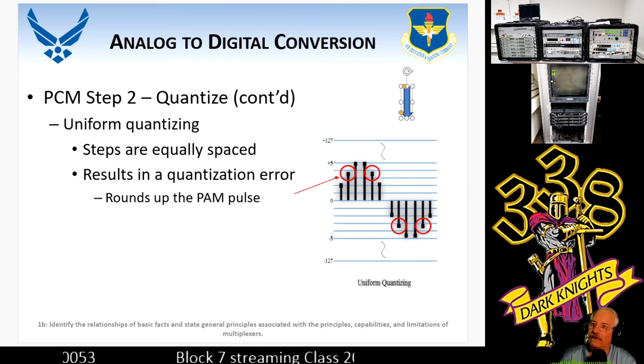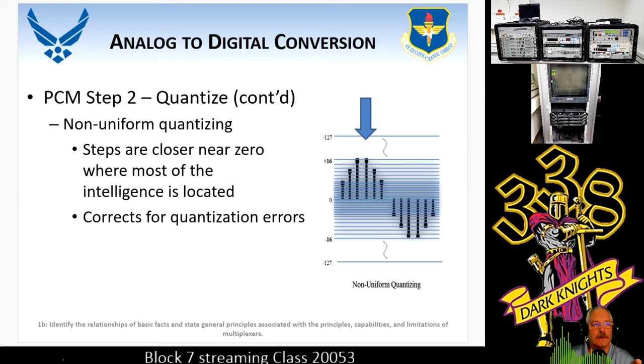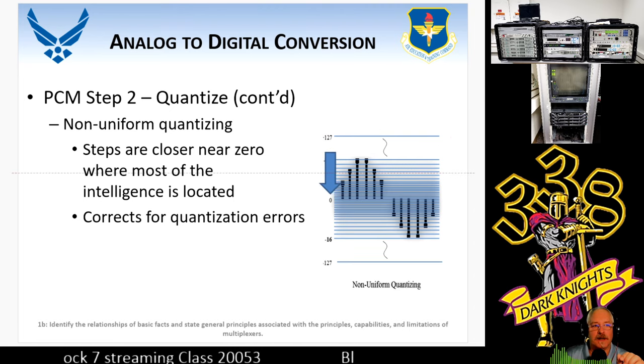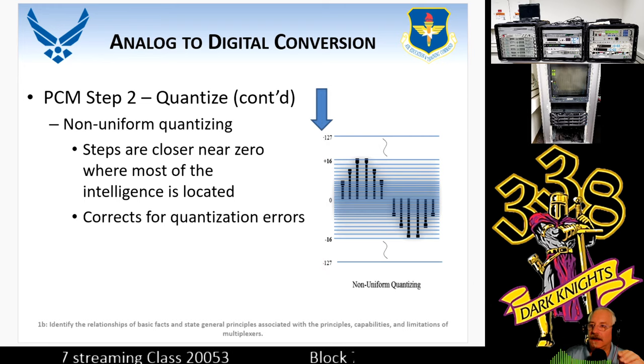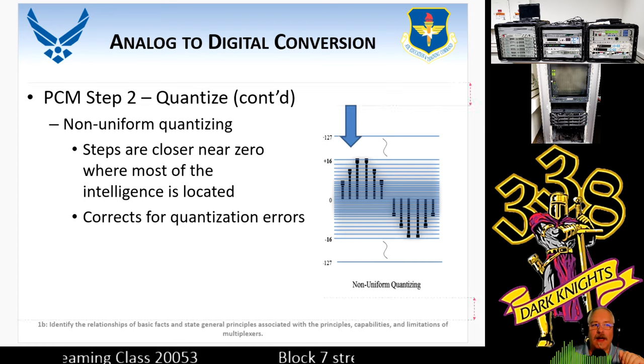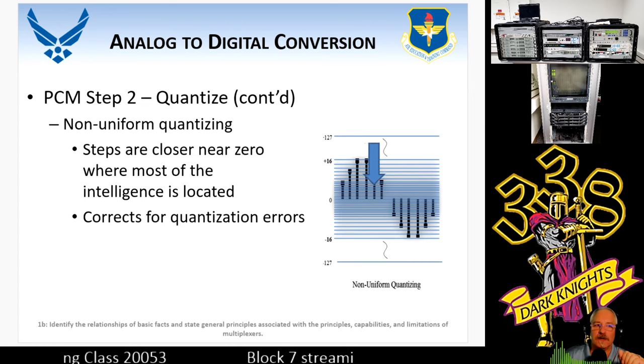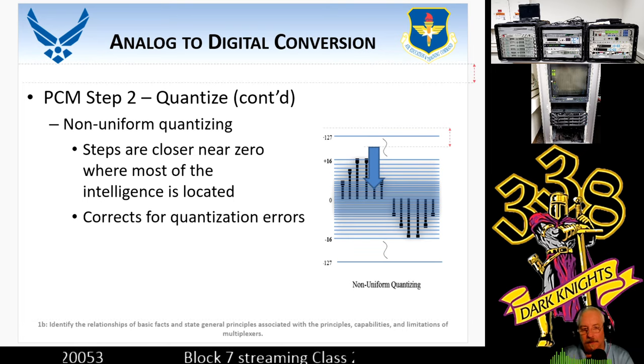Now, this, again, is on the quantization table, non-uniform table, uniform table. In order to correct for the quantization errors, we go to something called a non-uniform quantizing table. Now, you can still see from the 0 to the positive 127, it's the same space. However, we've taken the decimal lines and squeezed them together where most of the people would talk. Again, the people that have the higher pitched voices, and the people who have lower pitched voices, yeah, they're going to be a little bit difficult to understand on the opposite end because of the quantization errors, but most of the people you'll be able to hear clearly.